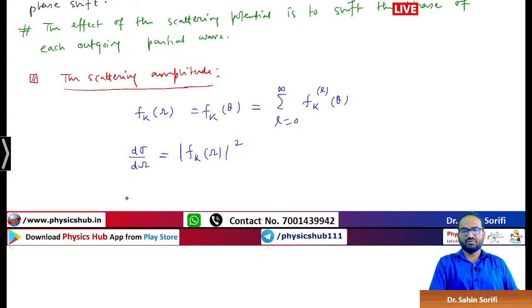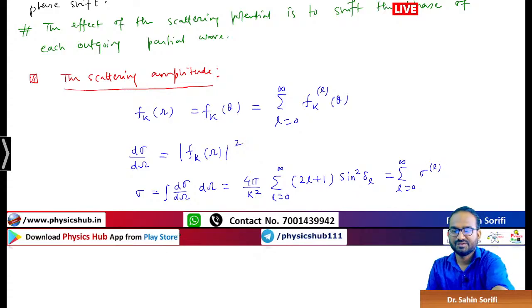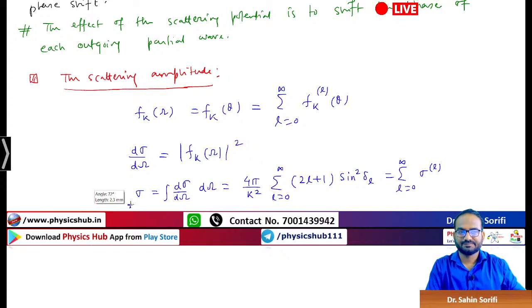And the most important one is sigma, which is the integration of d sigma by d omega. This equals 4 pi by k square, sum over L equals 0 to infinity, (2L+1) sine square delta L. So this is nothing but taking the summation for the scattering cross section for each wave. So this is the most important formula from scattering.